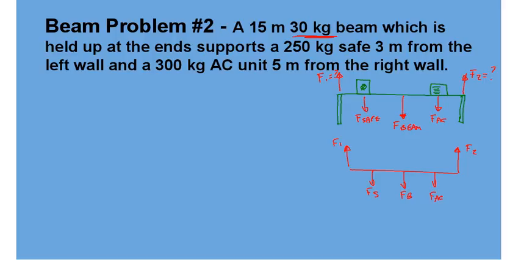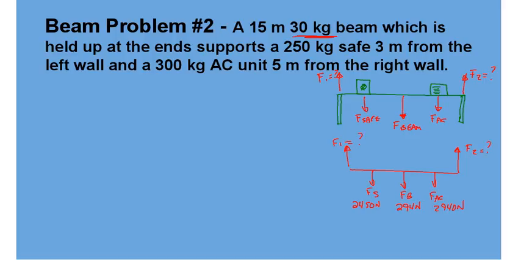All right, let's get some numbers in here. Notice these are all in kilograms. Kilograms do not measure forces. Kilograms measure mass, right? So we need force. In order to get the force, we'd have to multiply by g. So the beam was 30 kilograms times 9.8 would be 294 newtons, and the air conditioner is 300 times 9.8, 2,940 newtons, and then the safe was 250, making 2,450 newtons right there.